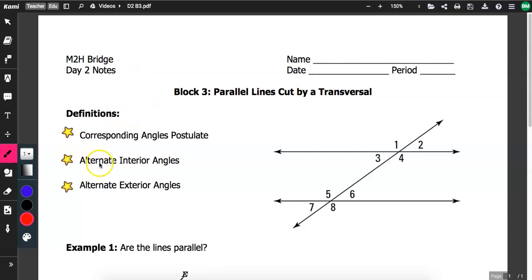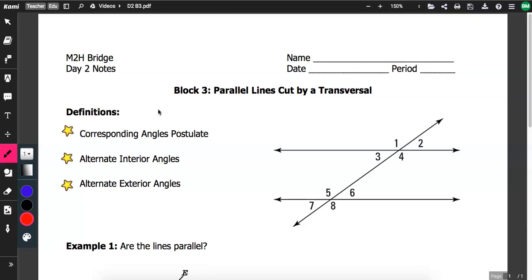We have these 3 terms. We actually have a 4th term we're going to add to it as well. So let's just jump right into our definitions here. We'll look at them on this page and then we'll add them to our definition sheet in a moment. So first of all, what is a parallel line cut by a transversal?